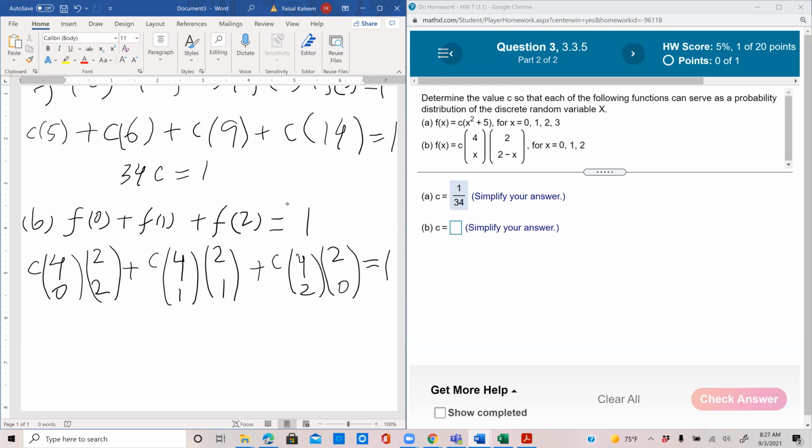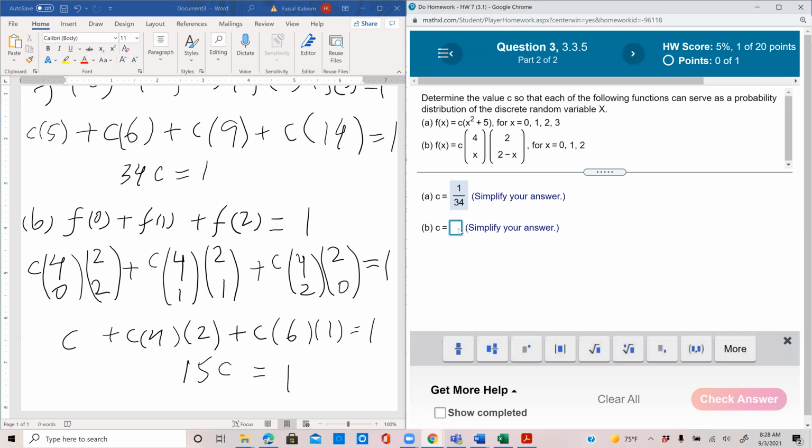Now, 4 combination 0 is 1. 2 combination 2 is also 1. So this is just C. Here, 4 combination 1 is 4. 2 combination 1 is 2. 4 combination 2 is 6. 2 combination 0 is 1. So 8 plus 6, 14. So you have 15C. So C will be 1 by 15 in this case.